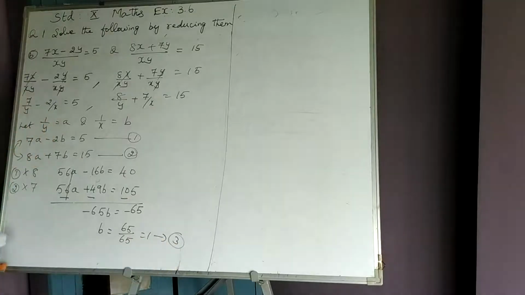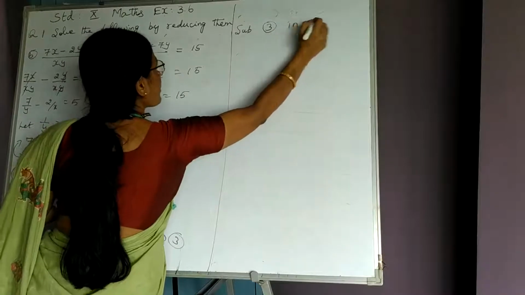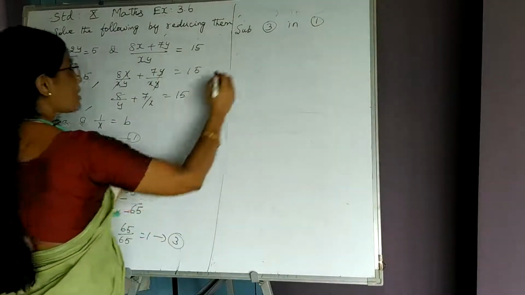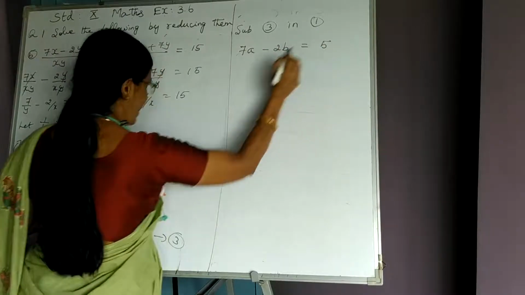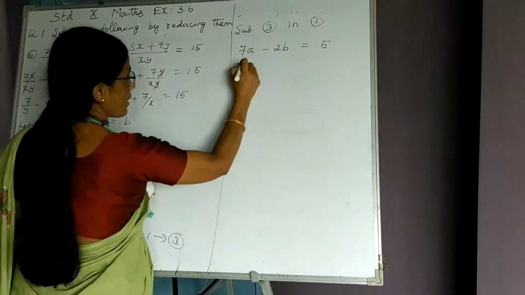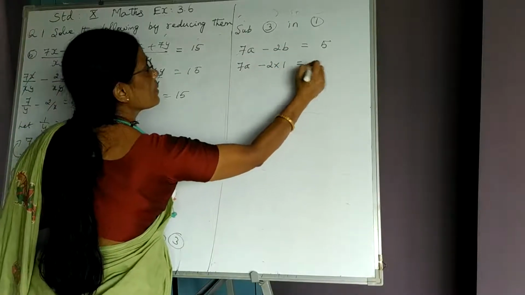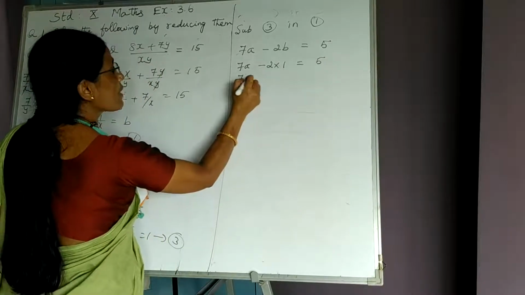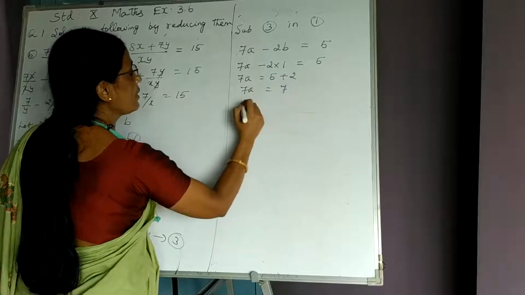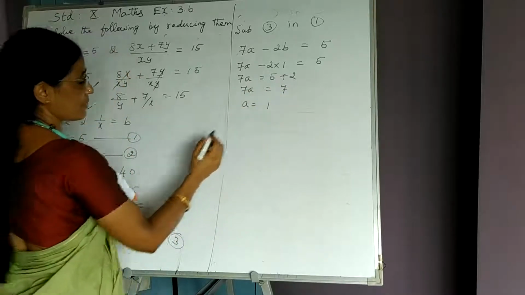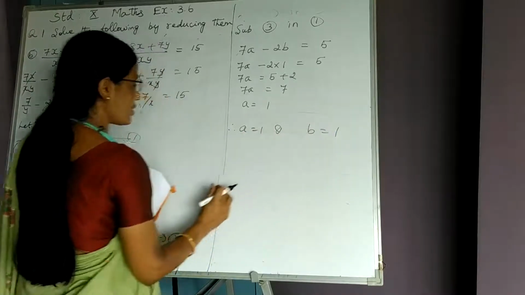This is our third equation. As before, we are going to substitute third in the first equation. The first equation is 7a minus 2b is equal to 5. B value is 1. Therefore, 2 into b value, we are replacing b by 1, which is equal to 5. So 7a is 5 plus 2. 7a equal to 7. A is equal to 1. Therefore, we got A is equal to 1 and B is also equal to 1.